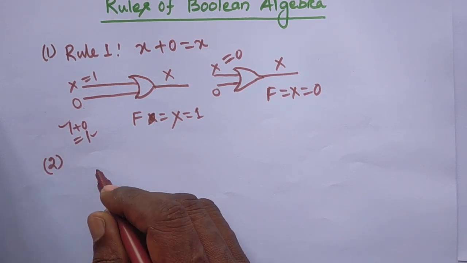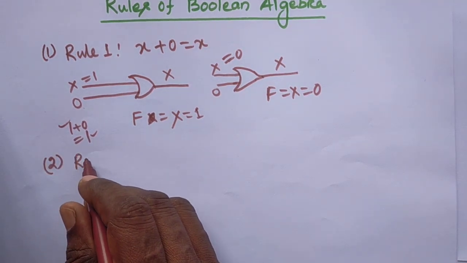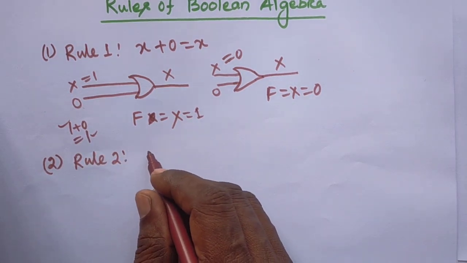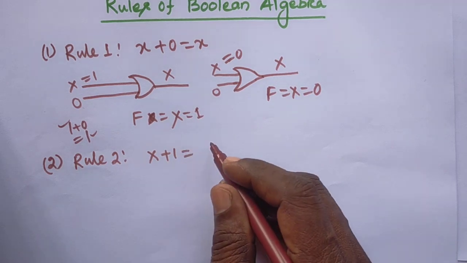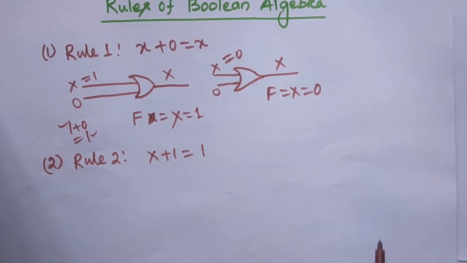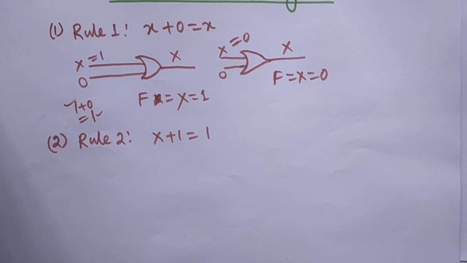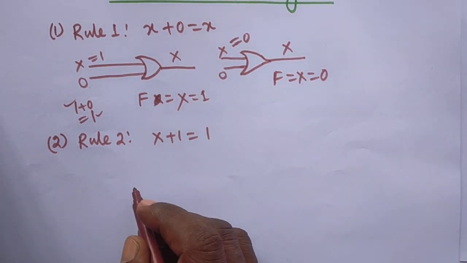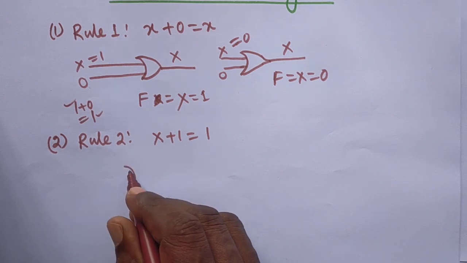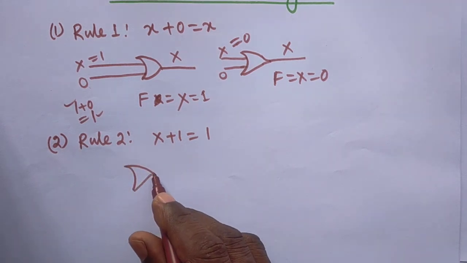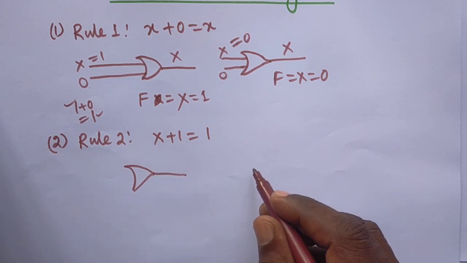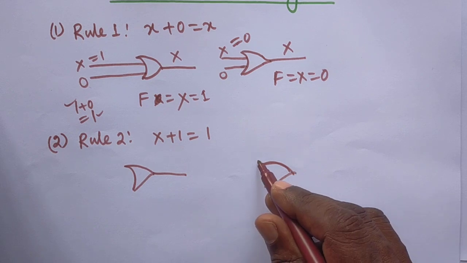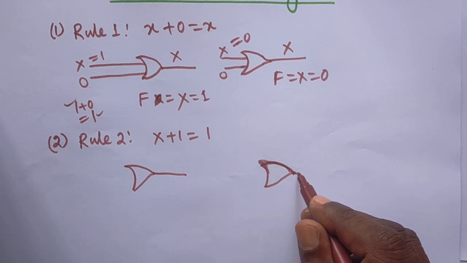Next, the second rule. Rule 2 is x plus 1 is equal to 1. Rule 2 is defined in this way: x plus 1 is equal to 1. Then what happens? In the same case we consider the OR gate. Since it is an OR gate, two values we consider here.